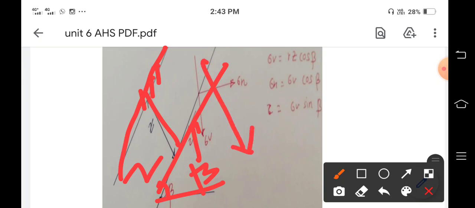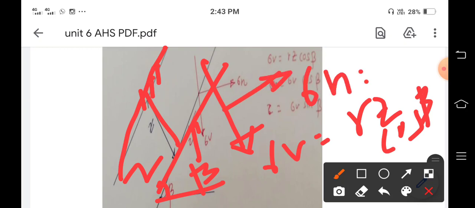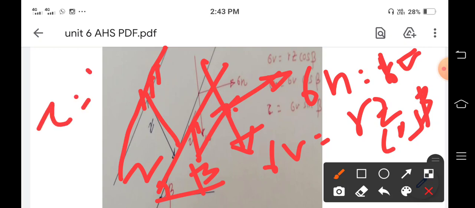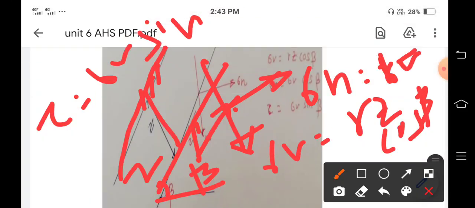Then the total stress, that is the vertical stress sigma v, will be gamma Z into cos of beta, and its normal component, sigma n, equals sigma v cos of beta, and its tangential component tau equals sigma v sin of beta.